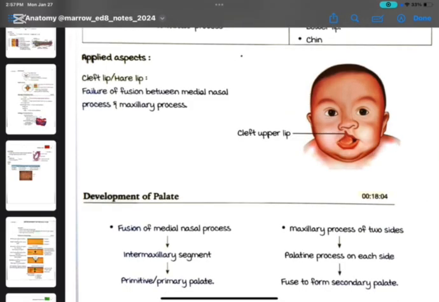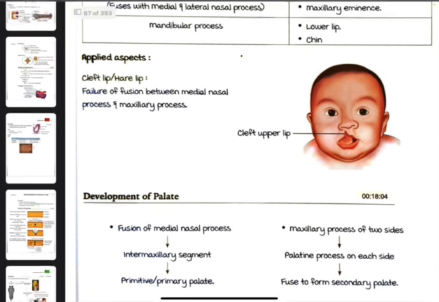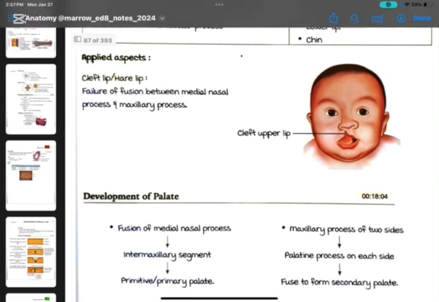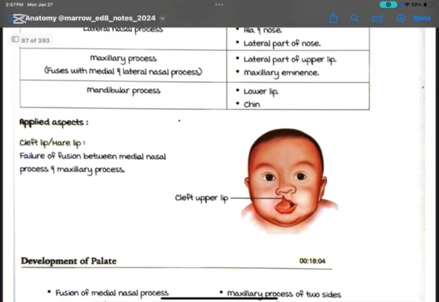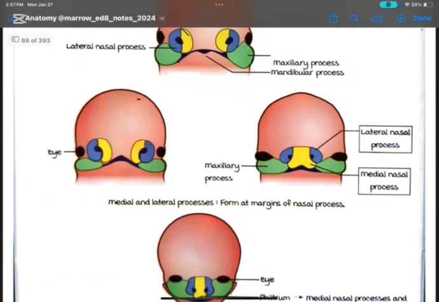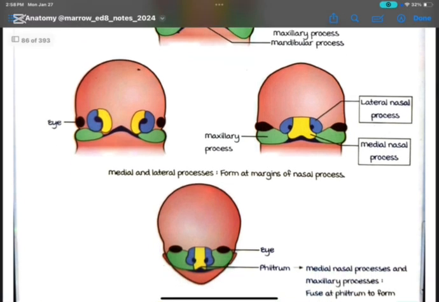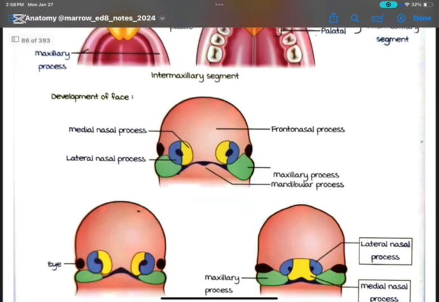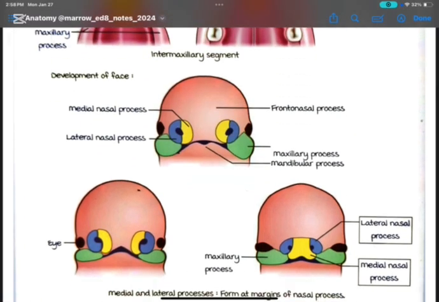Applied aspect: cleft lip, hare lip, failure of fusion of medial nasal process and maxillary process. So here you have medial nasal process in yellow color, and maxillary process is the one in green. So failure of fusion between these two causes cleft lip.